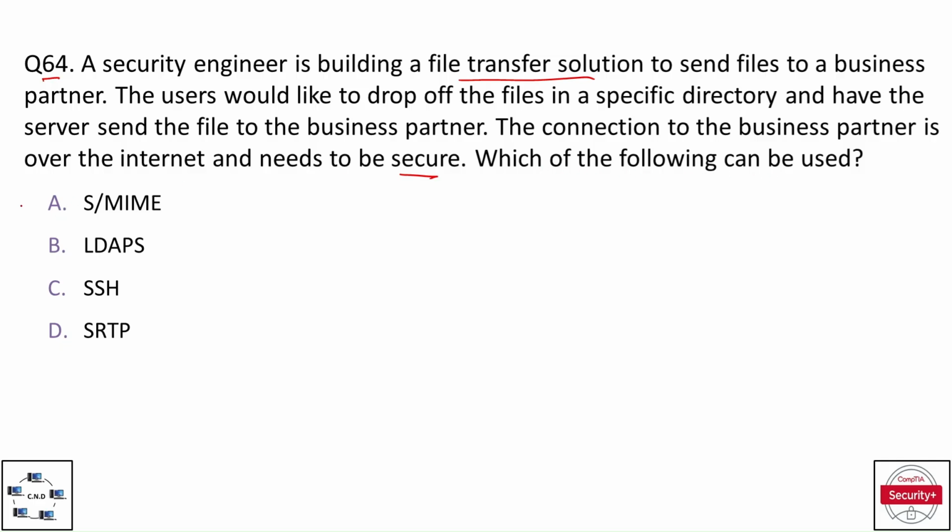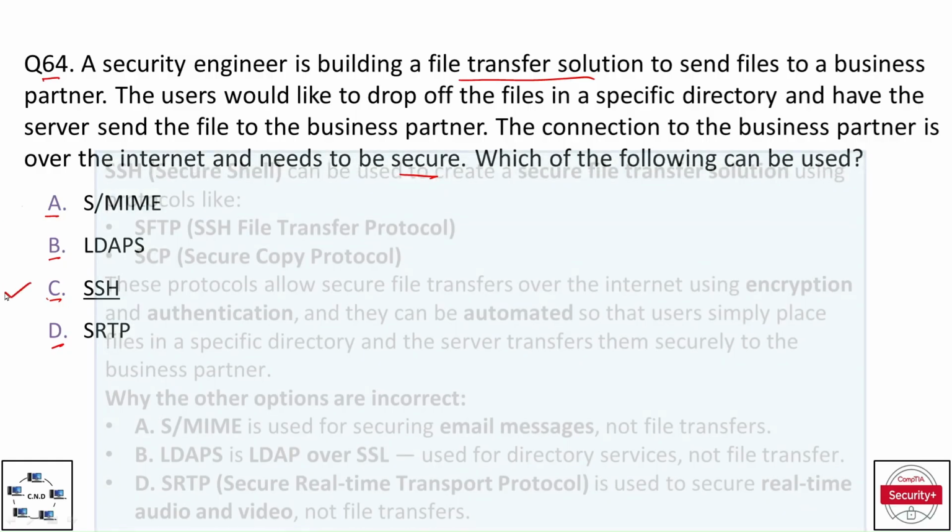And the options are option A, S/MIME, option B, LDAPS, option C, SSH, and option D, SRTP. And the correct option is option C, SSH, or secure shell.